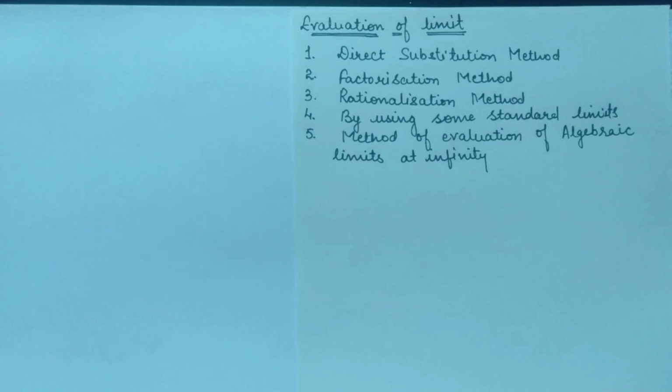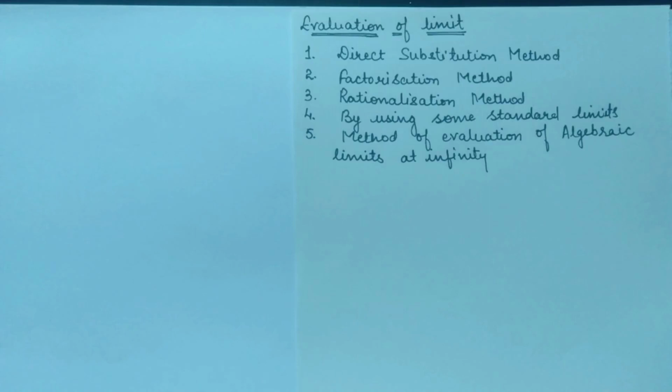Direct substitution method, second is factorization method, third is rationalization method, fourth is by using some standard limits, and the fifth one is method of evaluation of algebraic limits at infinity. So friends, in this section I will not give the definitions of these methods, but I will directly solve some questions based on these methods so that you can get a clear idea of the definition as well as how to use these methods while evaluating the limit.